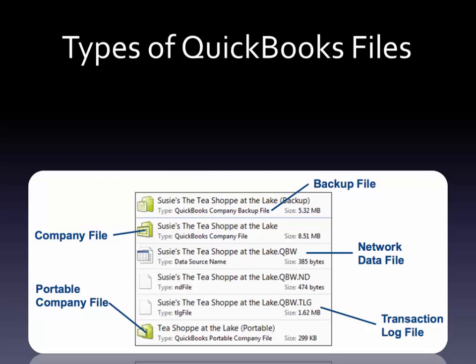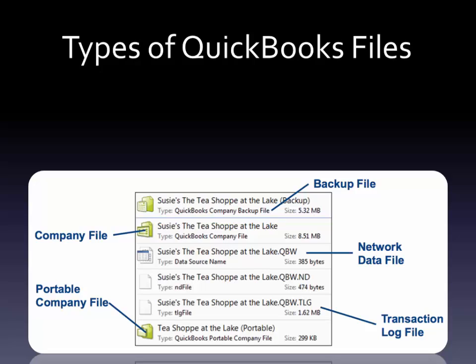We have several different types of QuickBooks files. This is on the test, I think. We have a backup file. We'll notice that that one's kind of small here, 5.35. We have a company file, which is bigger because this is the one that we use all the time. So that's the largest one.